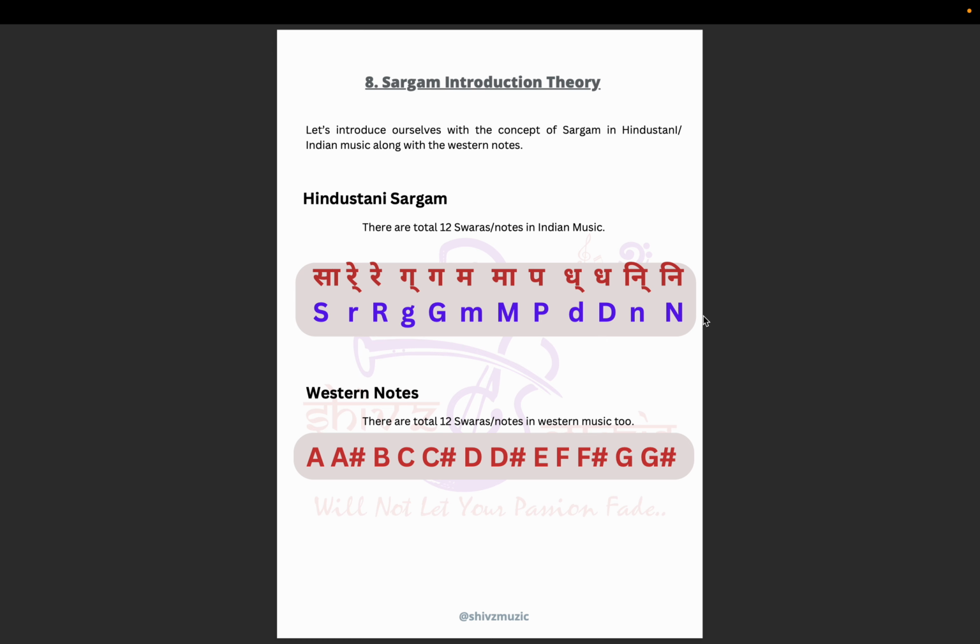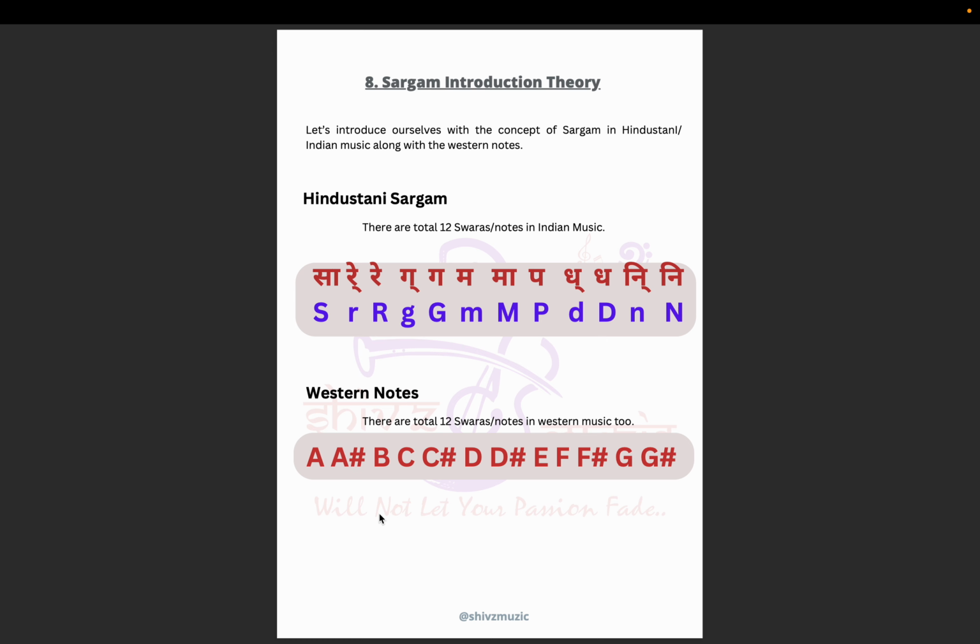Now coming to Western notes. Similarly, there are a total of 12 swaras or notes in Western music too. These are standard symbols for Western notes, ranging from A to G. You would be seeing some hash signs. This is nothing but the denotation of sharp notes. These are natural notes without the hash, and this sign denotes the sharp note.